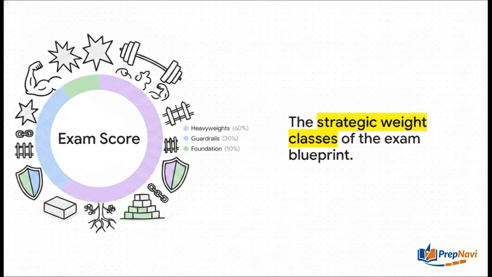Instead of staring at a daunting list of 6 domains, let's group them into 3 strategic weight classes. Take a look at that massive 60% chunk. We're calling these the heavyweights. That's generative AI, development, and agentic AI. Then you've got the guardrails at 30%, covering prompting and security. And finally, the foundation at 10%, which is all about data. Visualizing the blueprint like this instantly tells you where the bulk of your points actually live.